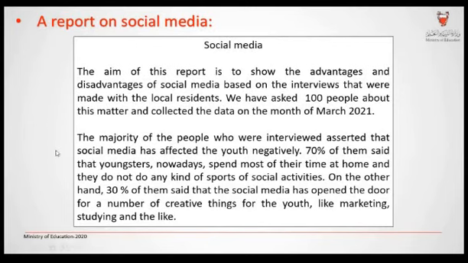The majority of the people who were interviewed asserted that social media has affected the youth negatively. 70% of them said that youngsters nowadays spend most of their time at home and they do not do any kind of sports or social activities. On the other hand, 30% of them said that social media has opened the door for a number of creative things for the youth, like marketing, studying, and the like. Anyway, you have the gist.